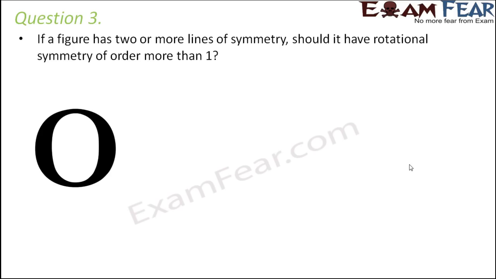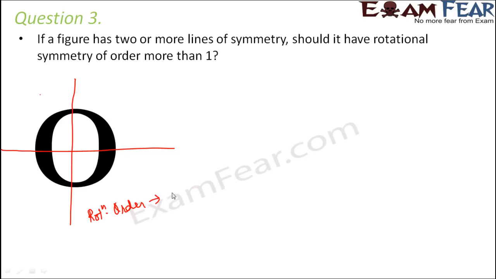Let us consider the alphabet O. This was an example where we saw that it had multiple lines of symmetry. You remember it had a horizontal line of symmetry as well as a vertical line of symmetry. Basically this is the horizontal, this is the vertical. So it has two lines of symmetry. And what is its rotational symmetry? If you calculate it, the order of its rotational symmetry is 2. And how many lines of symmetry did it have? It has 2 lines of symmetry.